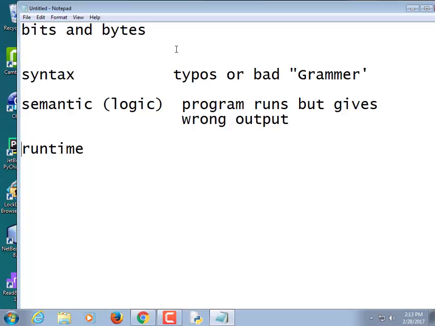And lastly, a runtime error. That's when the program stops running because it hits a situation it does not know how to handle, like dividing by 0 or a disk full. File not found, that kind of thing. Because you could write a program like this, and sometimes it would work and sometimes not.